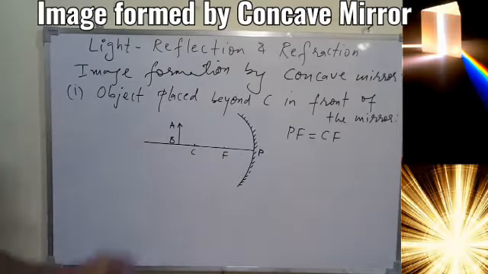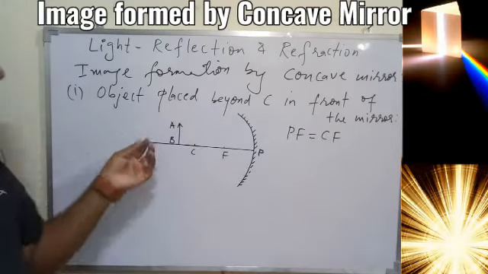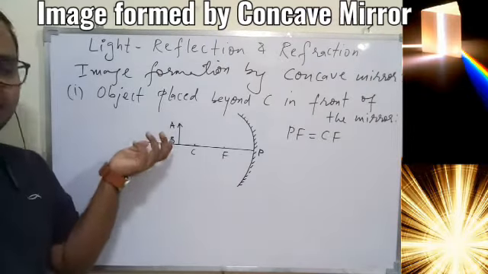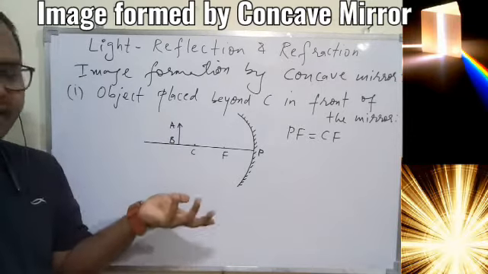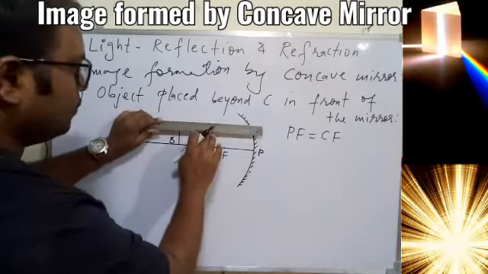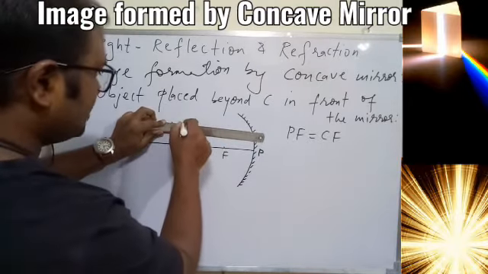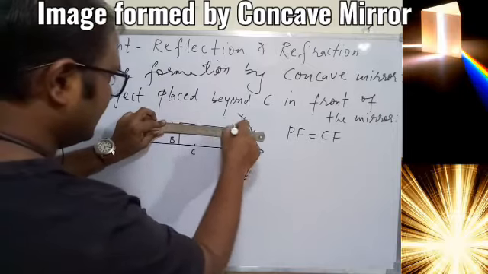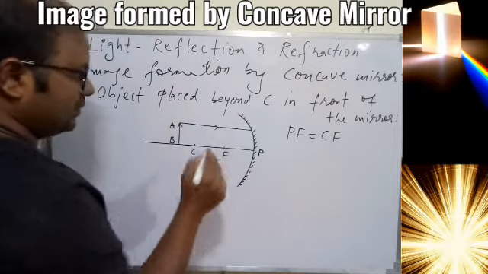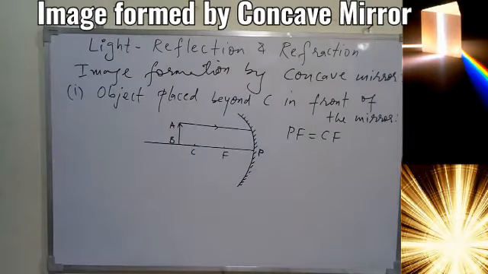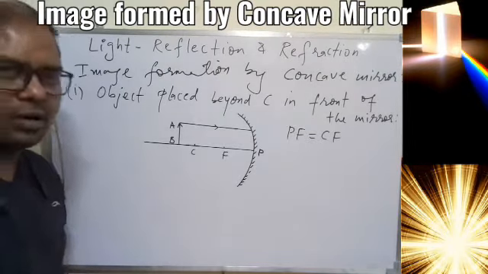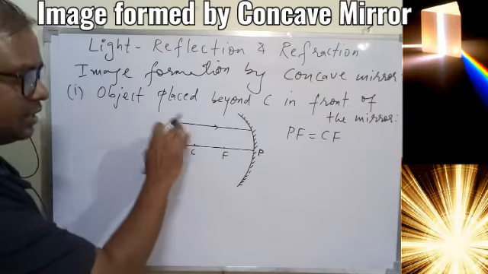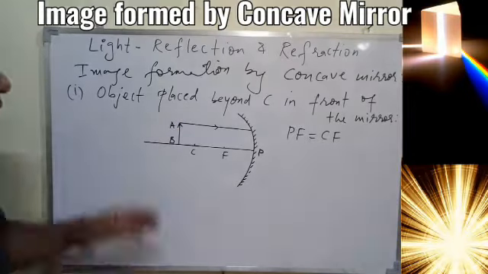So point A will have light, which means it will reflect the light in all directions. In all directions the light is possible, so we have to take any one direction. So what we can do, very first we can take one ray of light parallel to the principal axis. This is our first ray.